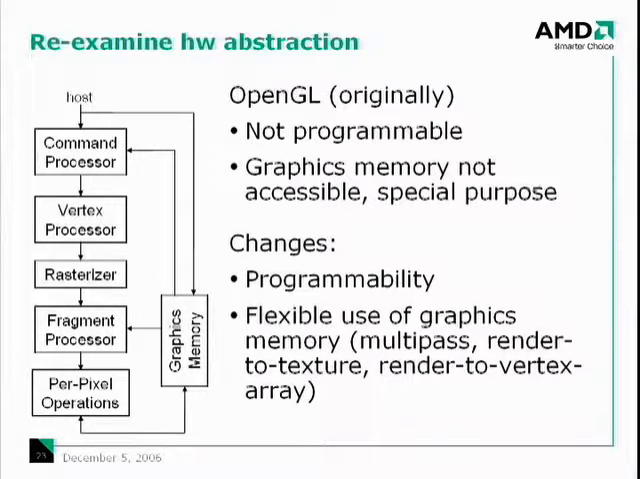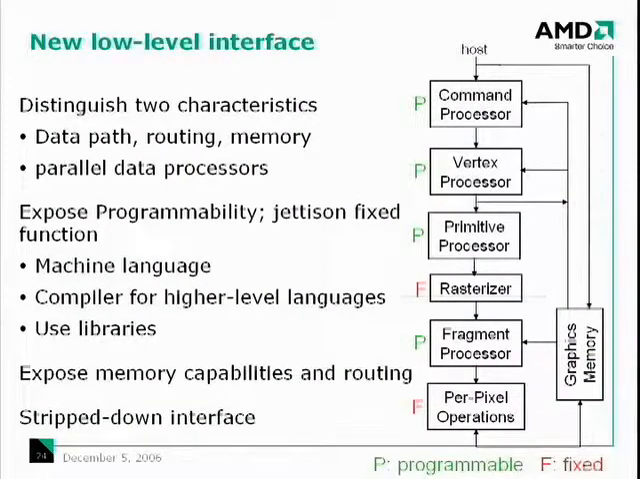It's sort of special purpose, not directly accessible. So the changes have been that now we have programmability, and we have this kind of flexible use of graphics memory where the first time through your graphics memory is the frame buffer. The second time through, it's a texture. You use a texture to do your next pass, and so on. You draw something in your first pass that you use as a texture in your second pass to draw the second one.